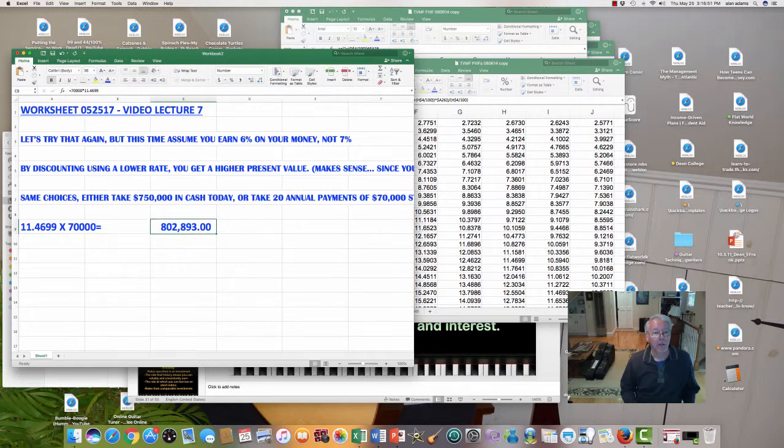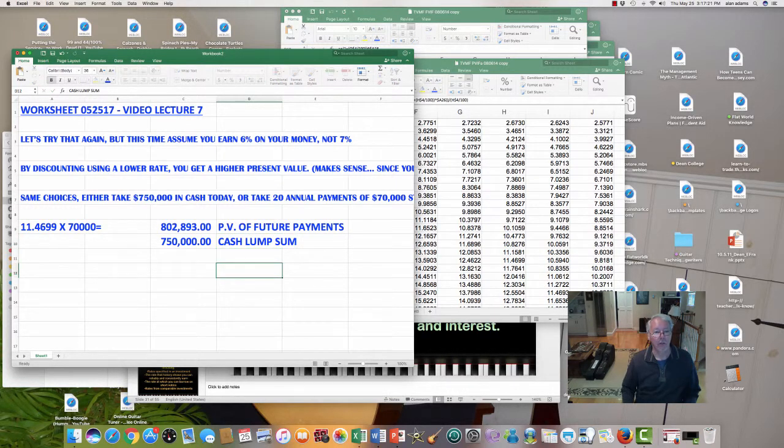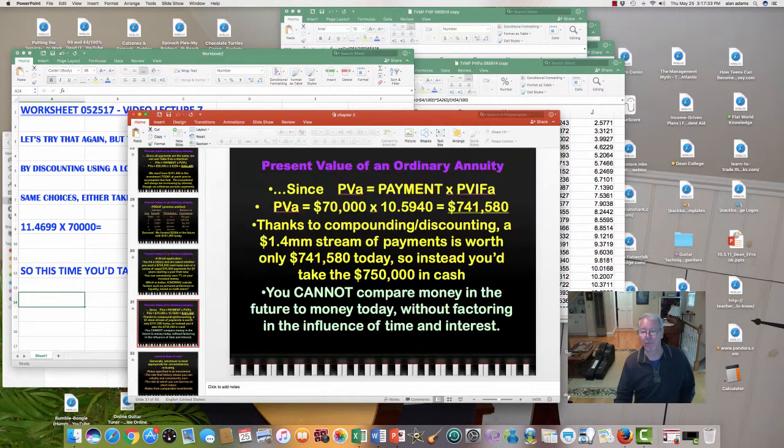This time, the present value of all of those future $70,000 payments, please forgive me, is $802,893. Okay? That's the PV, the present value, of the future payments. And I told you that 750 is the amount of a cash lump sum. So this time, you take the payments, not the cash. Okay? I hope that you'll find that helpful.